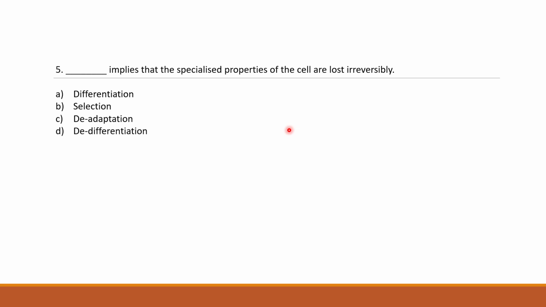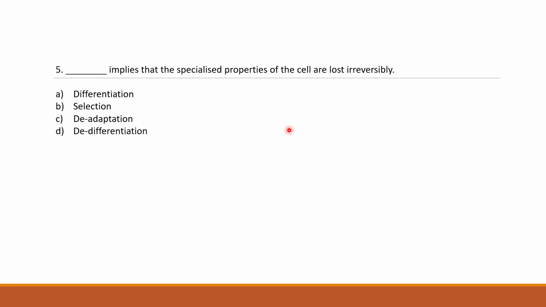Yes, option D, ma'am. De-differentiation. So once the cell has de-differentiated, it cannot go back again. Its original property is lost. Now it will become a progenitor-like cell.